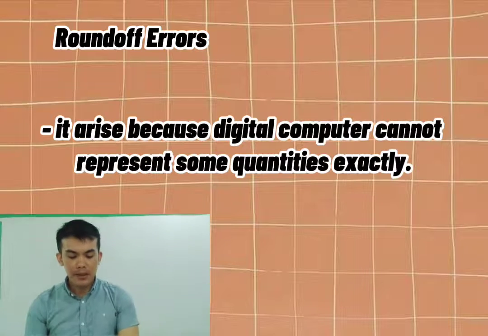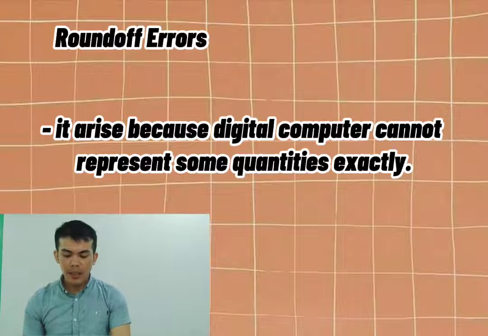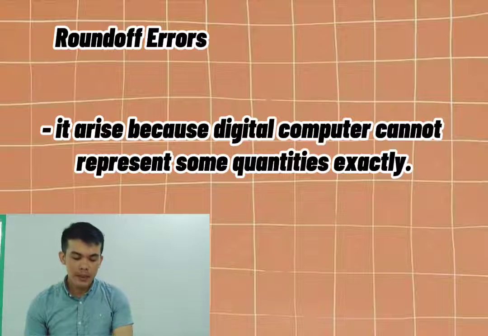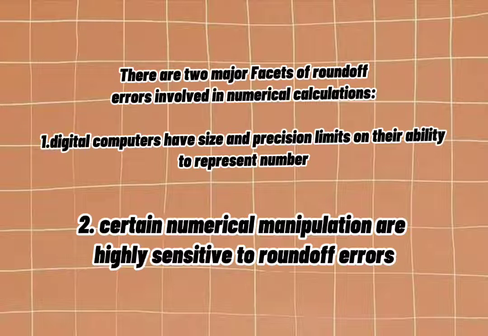Round-off errors arise because digital computers cannot represent some quantities exactly. Round-off errors are important to engineering and scientific problem solving because they can lead to erroneous results. Also, there are two major facets of round-off errors involved in numerical calculations. First, digital computers have size and precision limits on their ability to represent numbers. Second, certain numerical manipulations are highly sensitive to round-off errors.